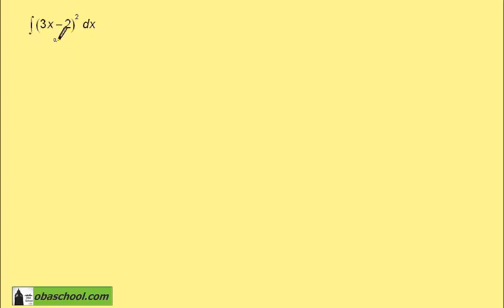If we want to integrate (3x minus 2) all squared, the thing that we want to integrate is not yet in the correct form. We need to expand the brackets. I'm going to do this using a grid.